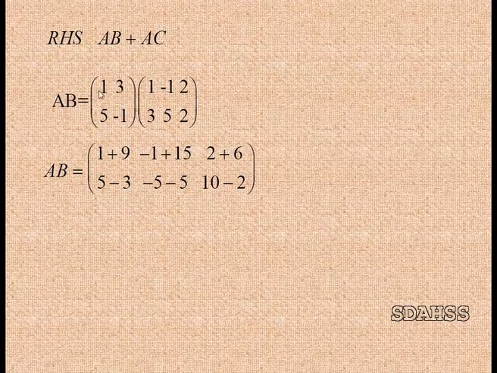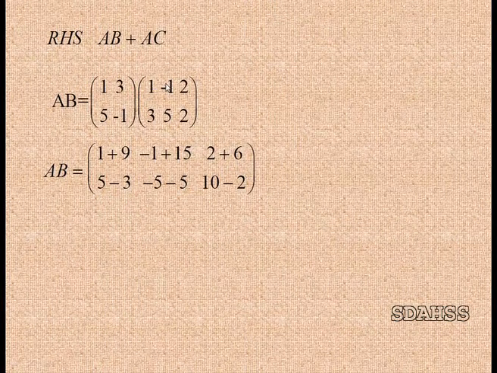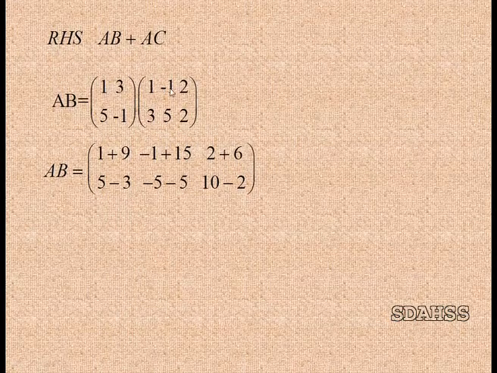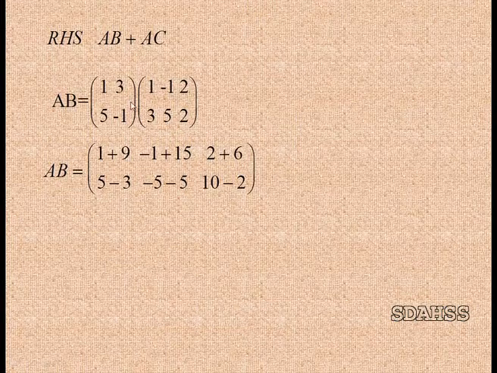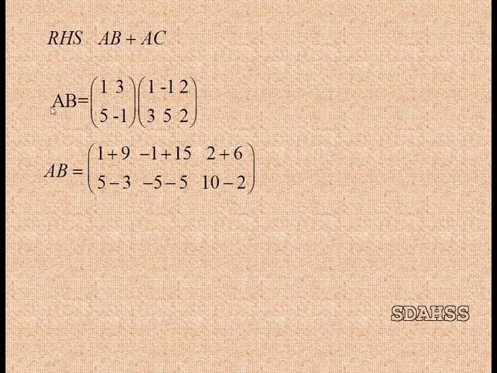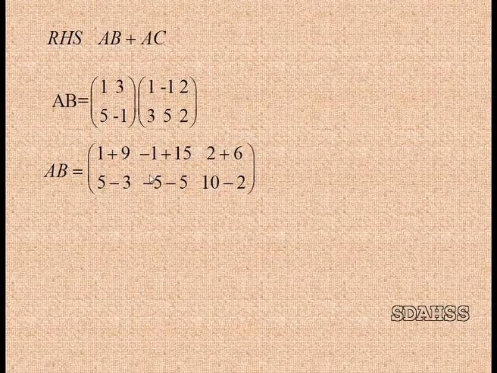Then multiply first row and second column. Then you have 1 into minus 1, 3 5s are 15. Then multiply second row and second column. Then you have 5 into minus 5, minus 5.